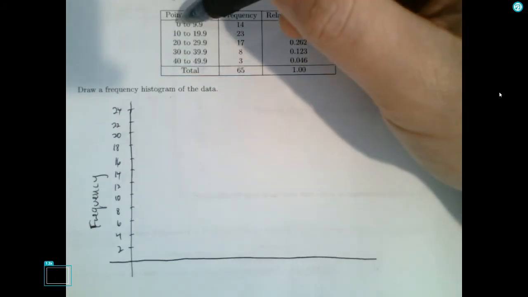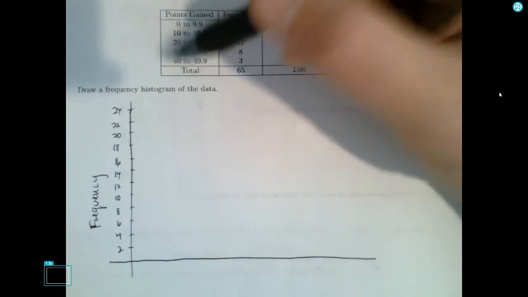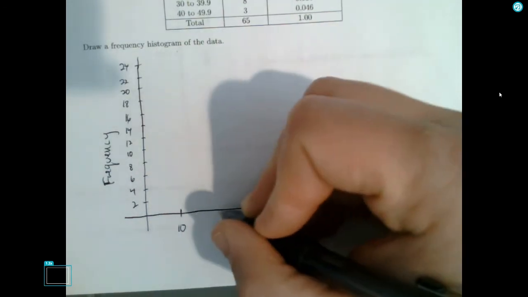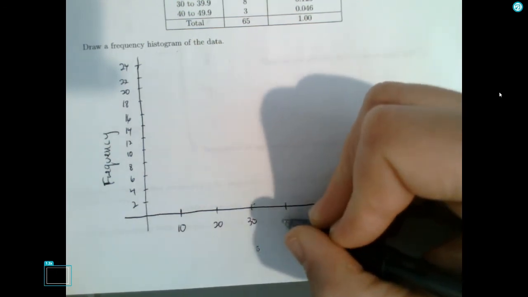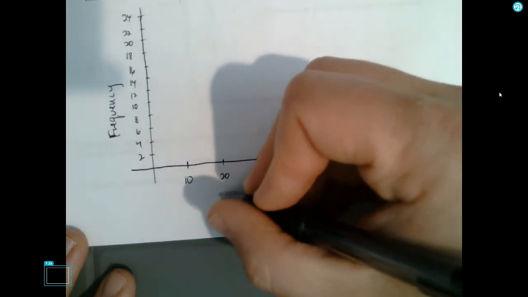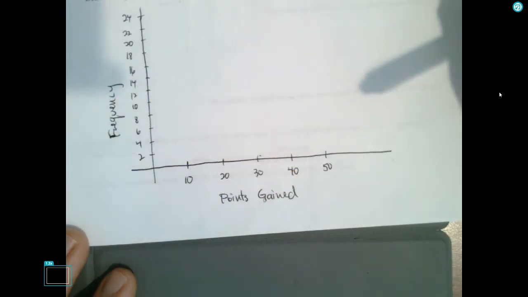My classes: it looks like the first class goes from 0 to 9.9, the second class goes from 10 to 19. So my class width is 10. When I draw my histogram, I'm only going to put the lower class limits on the x-axis, right? So 0, 10, 20, 30, 40, and then the next class would be at 50, so I'm just going to write a 50 here. And these are the points gained. Right, these are the points gained.